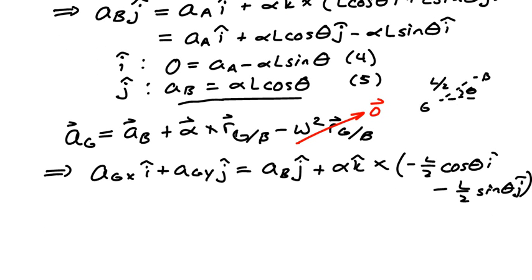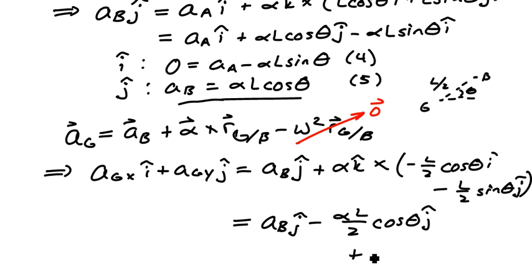So if we go ahead and work out the cross products here on the right hand side, I'm going to have AB in the J. K cross I gives me J, so I'll have minus alpha L over 2 times the cosine of the angle theta in the J. And K cross J gives me minus I, so I'll have plus alpha L over 2 times the sine of the angle theta in the I.